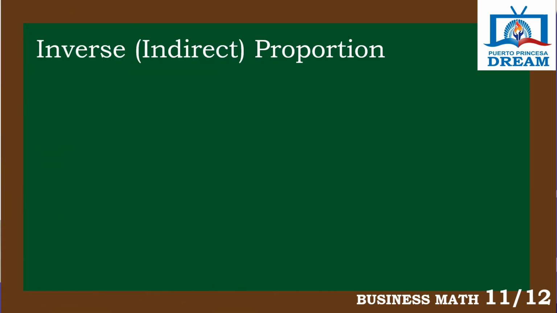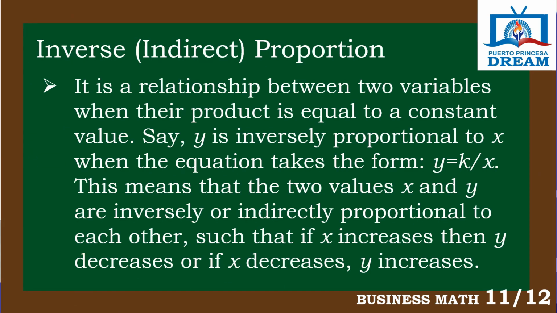Next, we have the inverse or the indirect proportion. It is a relationship between two variables when their product is equal to a constant value. Say y is inversely proportional to x when the equation takes the form y is equal to k over x. This means that the two values x and y are inversely or indirectly proportional to each other, such that if x increases, then y decreases, or if x decreases, y increases.